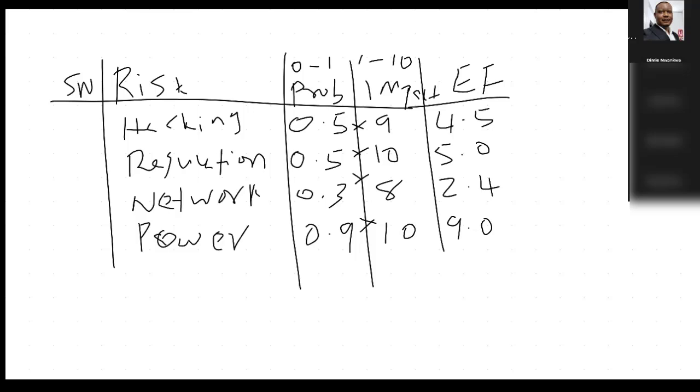So from the outcome of this analysis, one can conclude that for the purpose of this our project, our number one risk that we should focus on should be the risk of power outage, then followed by regulatory risk, then followed by hacking, and then followed by network. This is the one we should least worry about. So this is a typical example of what you do in qualitative risk analysis.